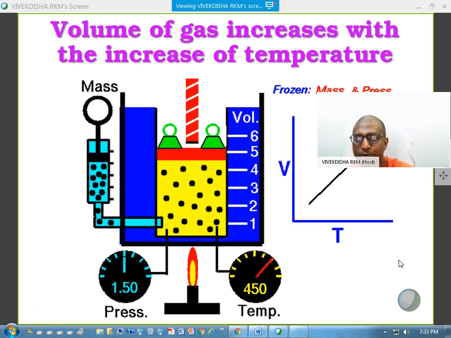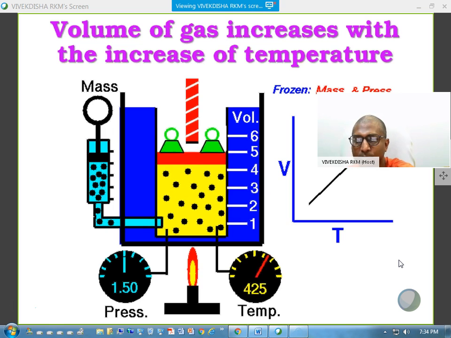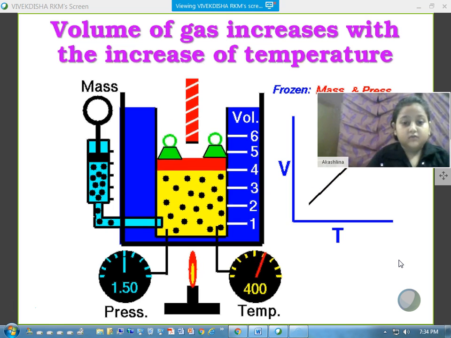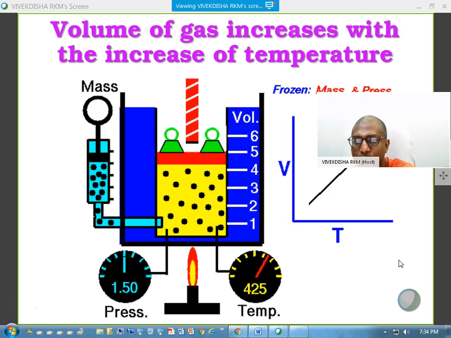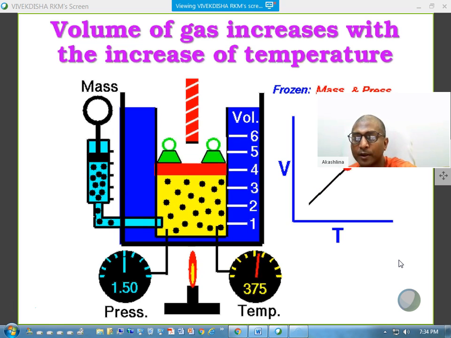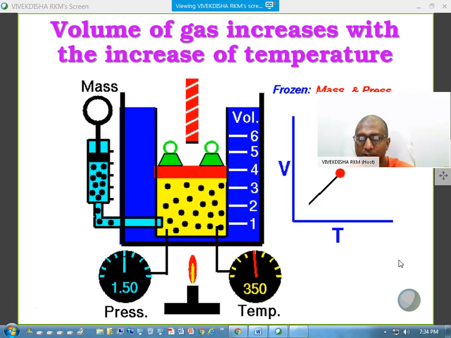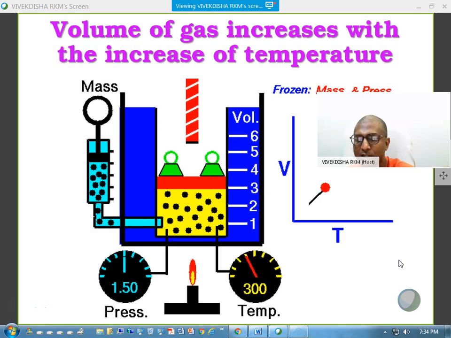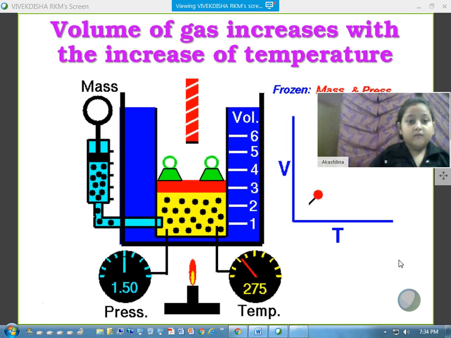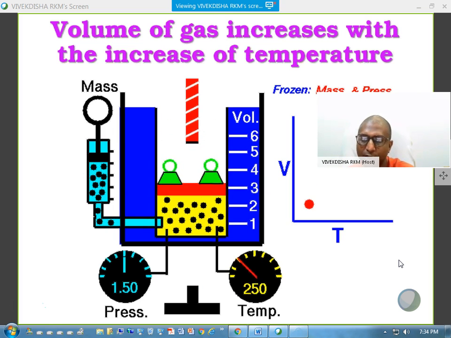First tell me what is volume. The space taken by an object. A space occupied by the object is known as volume. Okay, and then what is the animation showing here? When the temperature is increasing, the volume is also increasing. Yes. If temperature is reduced, then volume will also be reduced.